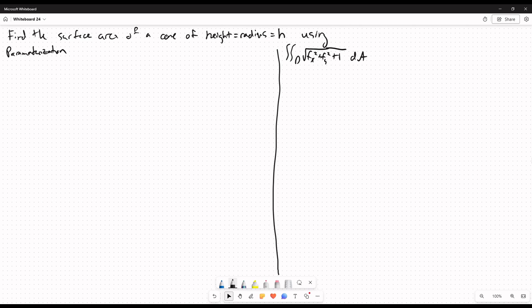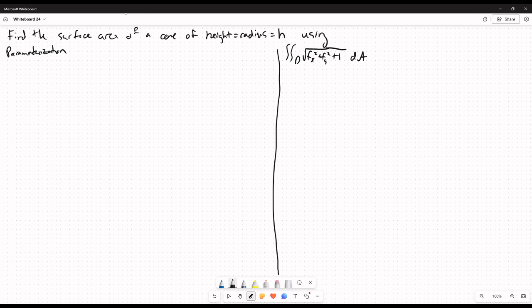In this video, we're going to find the surface area of a cone of height equaling its radius, and we'll call that h. We're going to do that using two different approaches. We're going to do that using parameterization, and we're going to do that using the surface area formula where you have an equation for the graph, or where the surface is given by the graph of an equation over a certain region. So let's start with the parameterization.